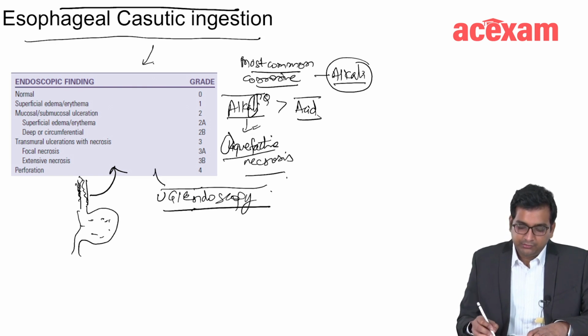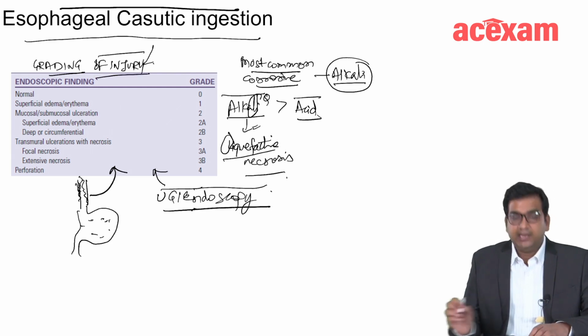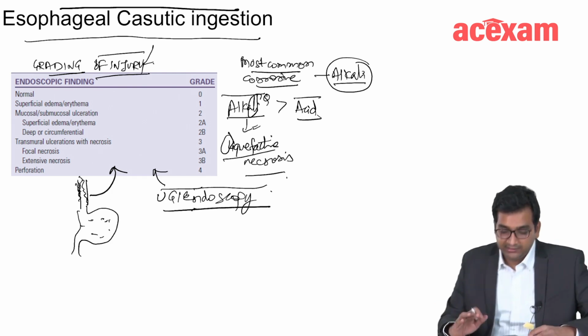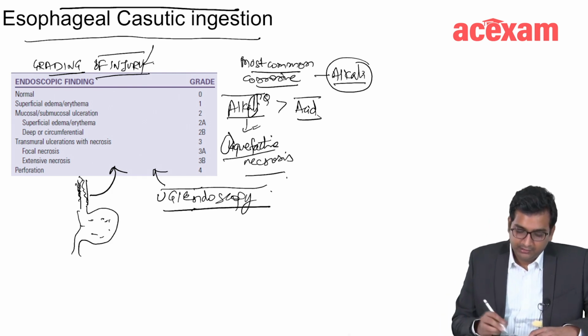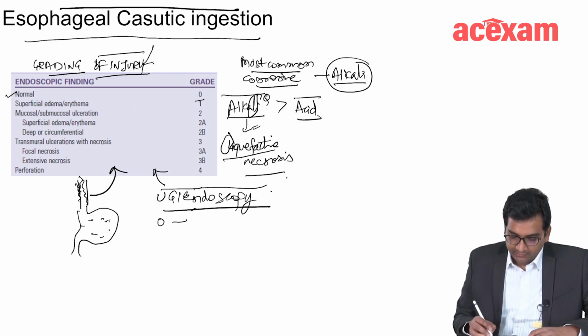After upper GI endoscopy, we will grade the injury, grading of injury based on endoscopic findings. And what is the grading of the injury? It is given in Bailey, it is important. The first is normal, this is grade 0.